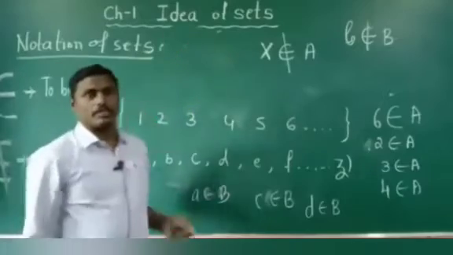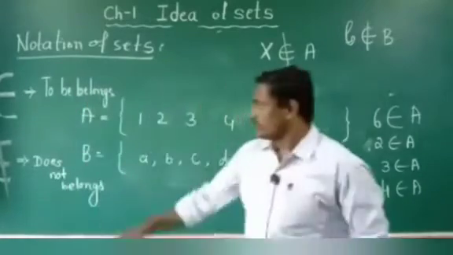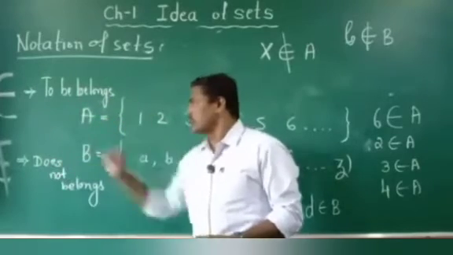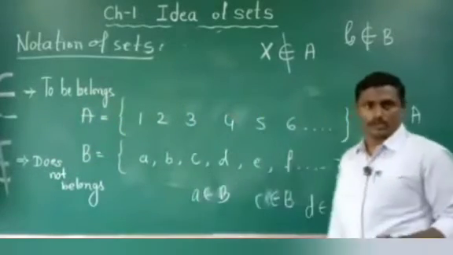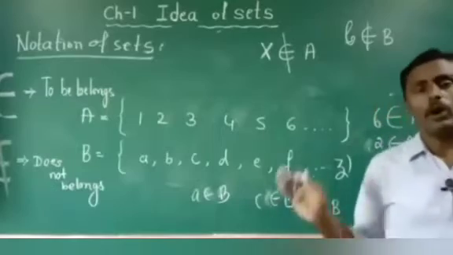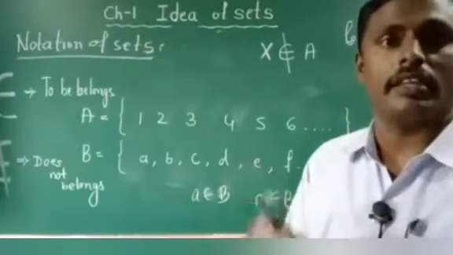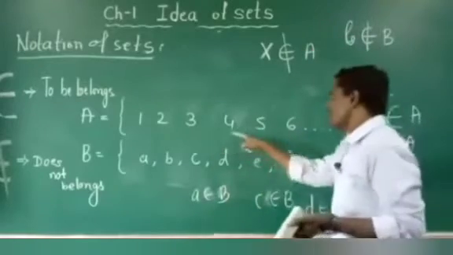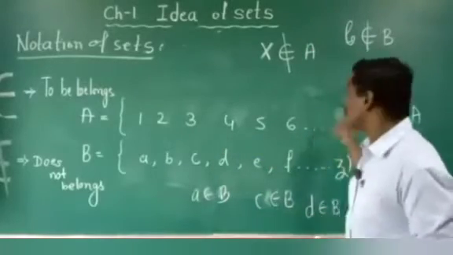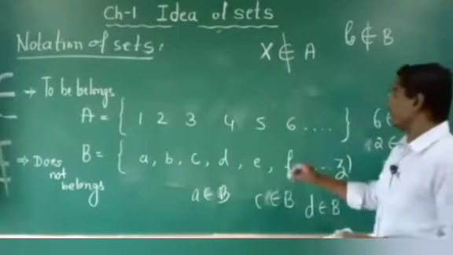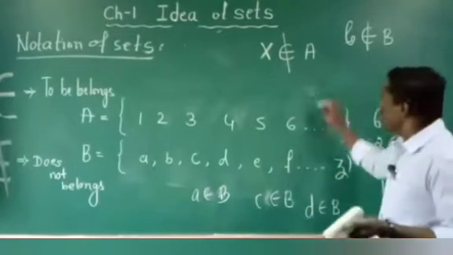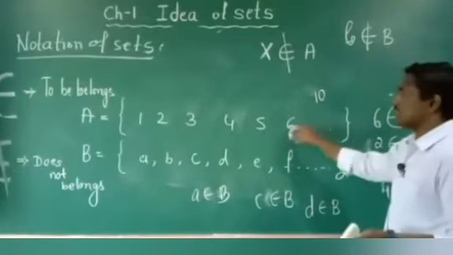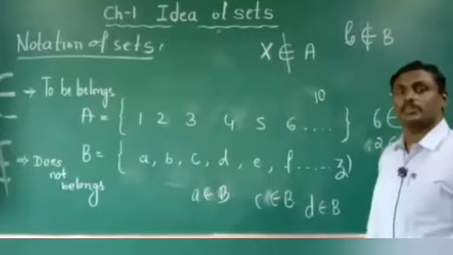related to sets. Right? So the first symbol means belongs to the set, and the second symbol means does not belong. Belonging means all the elements which exist in the particular given set. It means all these elements belong to set A. For example, if I take 10, does it belong to set A or not? What do you have to say?